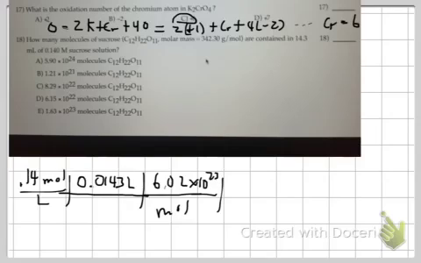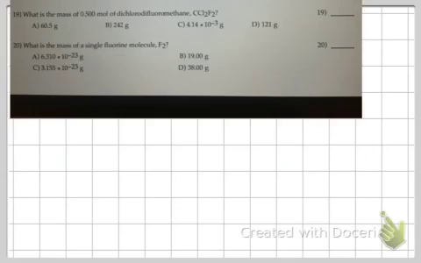So let me do this. 1.14 times 0.0143 times 6.02 exponent 23. And I get 1.21 times 10 to the 21st. So that's B. 18 is in fact B. 19.